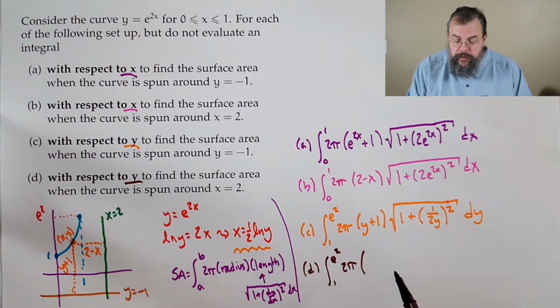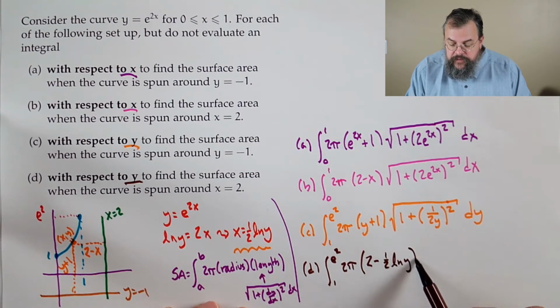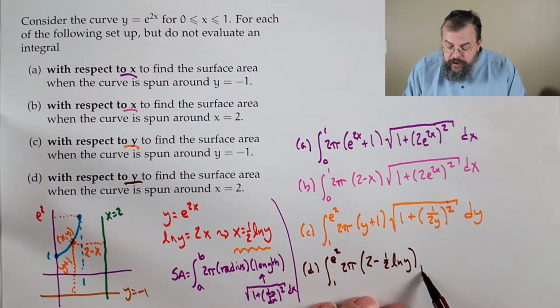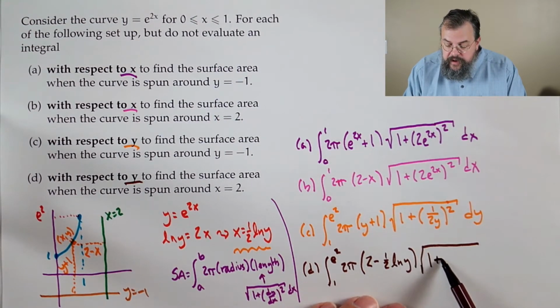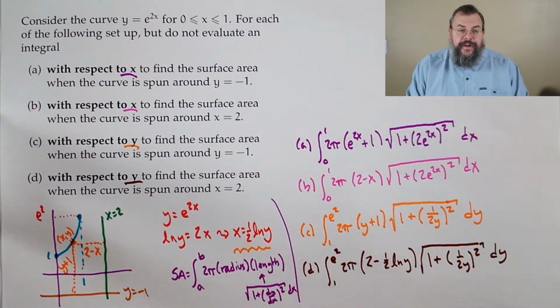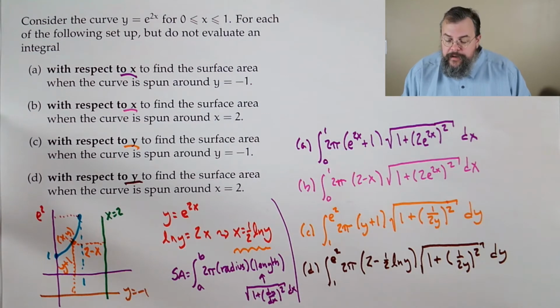X is 1/2 log y. So this is 2 minus 1/2 natural log of y. And then the rest of it is the same. In other words, it's the square root of 1 plus, take the derivative, 1 over 2y squared dy. Good. Done. That's it. Because we've now set all of them up.